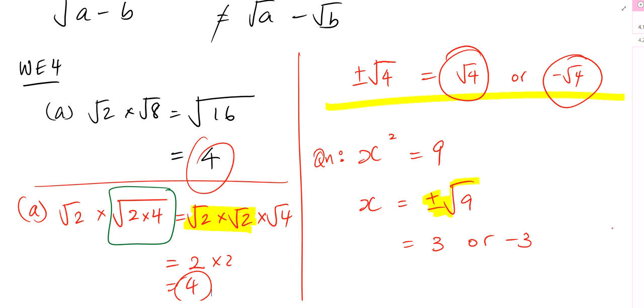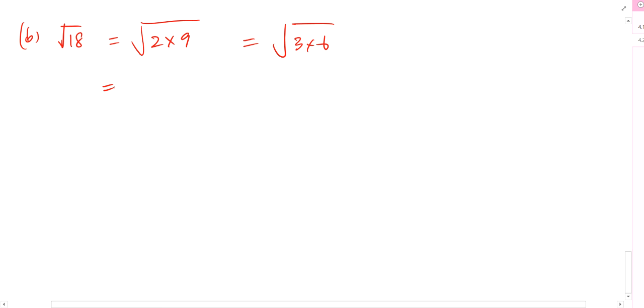Okay, next one, part B. Square root of 18. Okay, now I want to separate it out, because square root 18 can be simplified further. What is a good option to factorize it into? 2 times 9. Or we can also do 3 times 6, right? Possible also, isn't it? Okay, if I do 2 times 9, what do we get over here? Square root 9, right? So this is 3 square root 2. Okay, this is my first option.